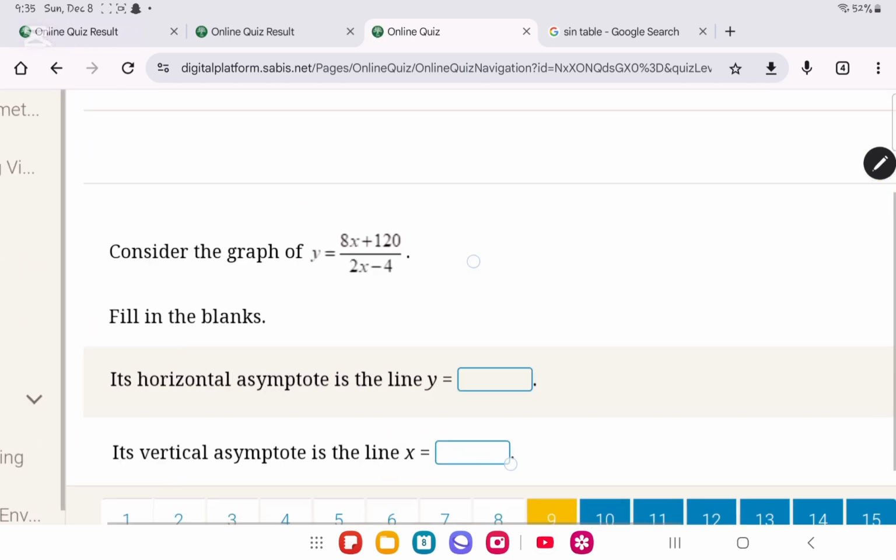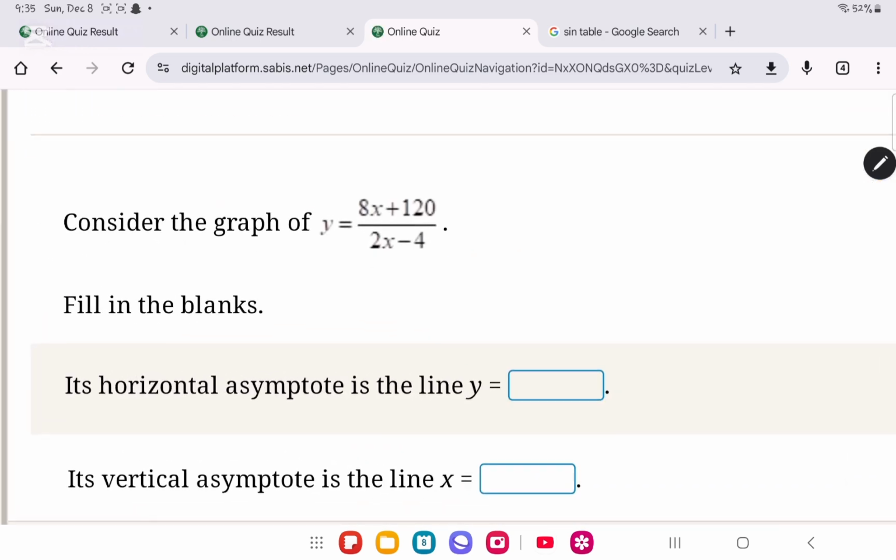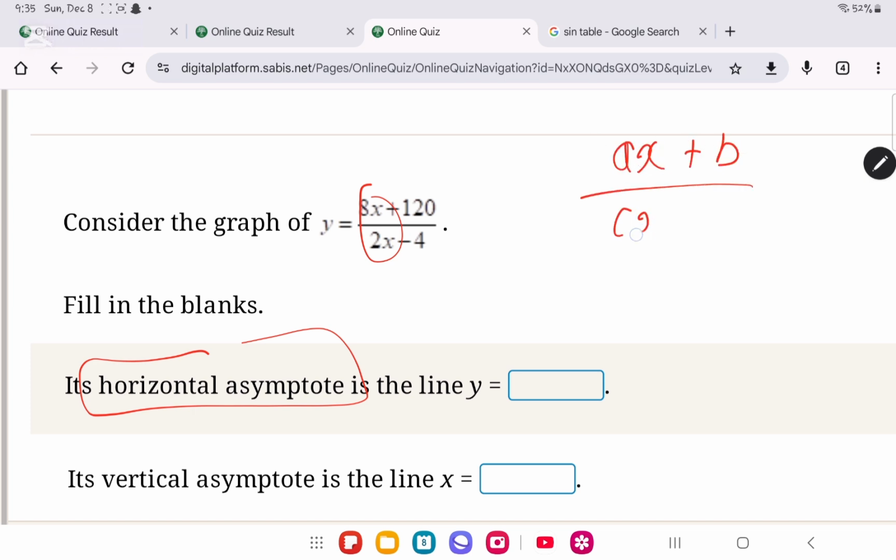Now, number 9 is really important. Please pay attention. The horizontal asymptote. Every time they are asking for the horizontal asymptote, we will be needing to divide both of the numbers that contain x. So it is always in the format of ax plus b over cx plus d. Whenever they're asking for the horizontal asymptote, it is ax over cx. Anytime they are asking for the vertical asymptote, it is cx plus d is equal to 0.